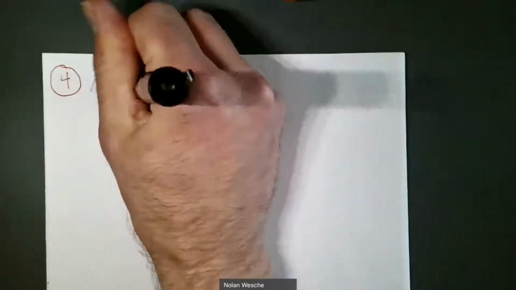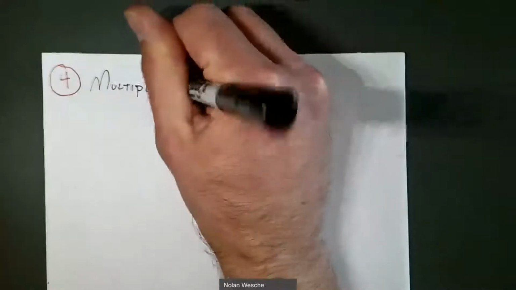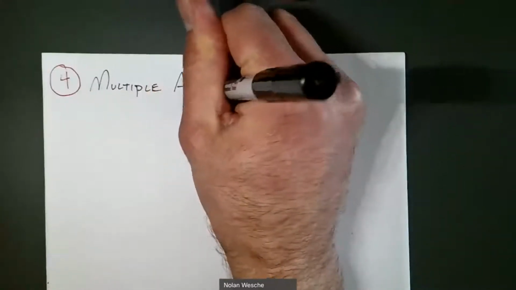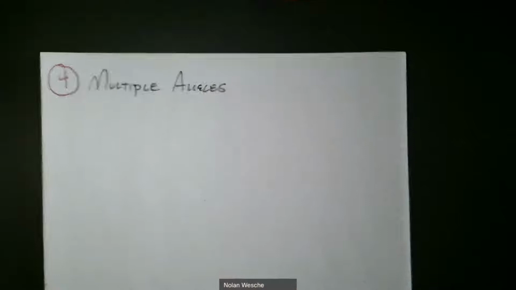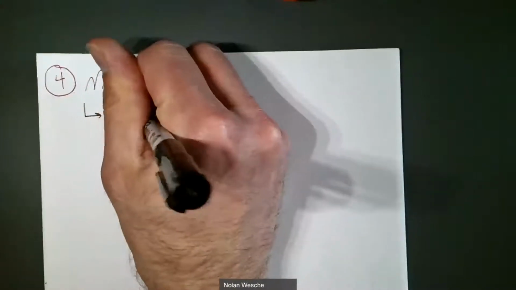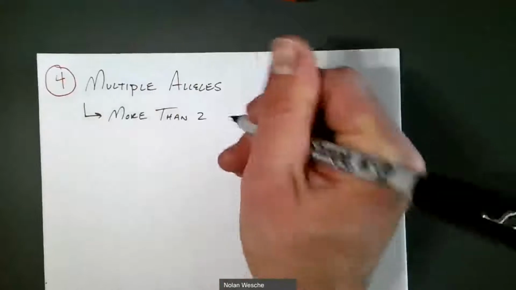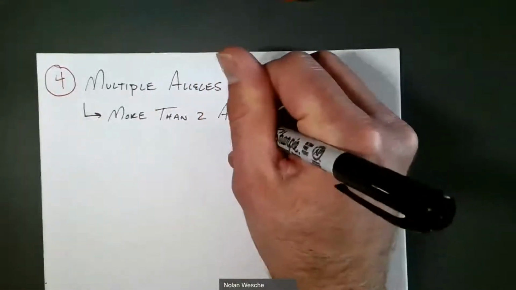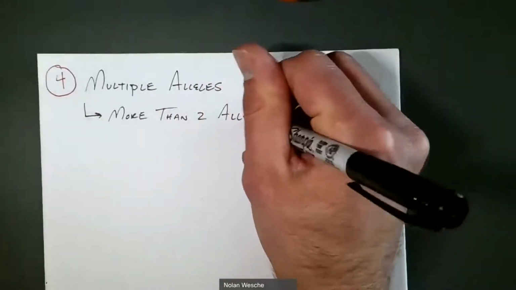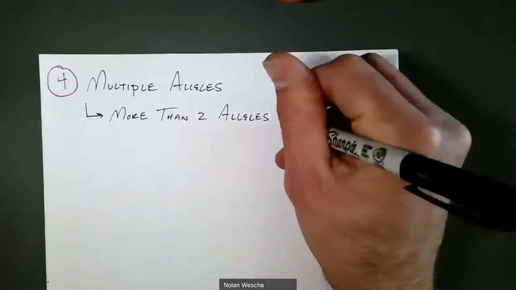So this would be number 4 in our list. And we are talking about multiple alleles. Multiple means more, so more than the traditional 2 that we've seen so far. So more than 2 alleles at a gene.